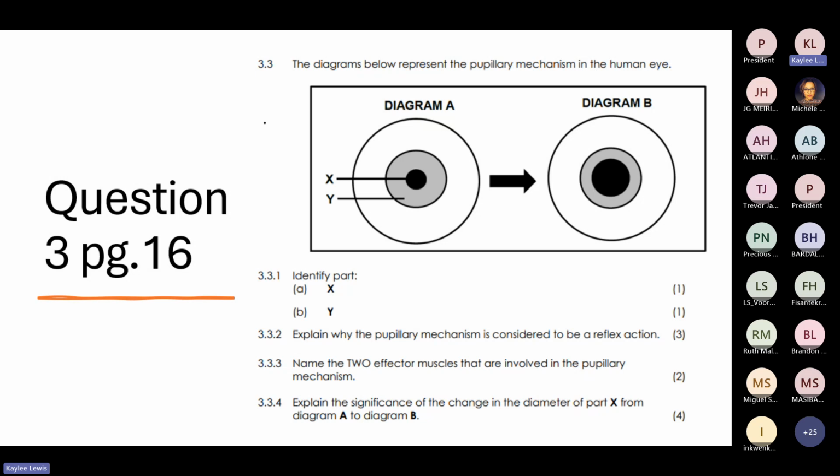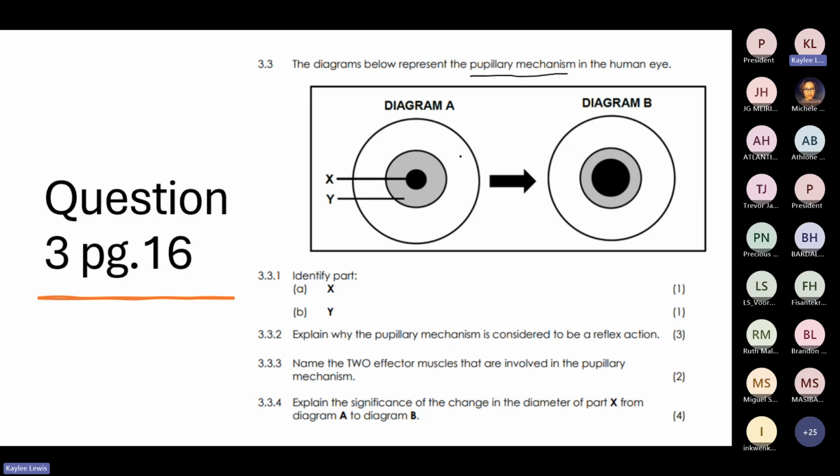Okay, let's go through this one. So 3.3 says the diagrams below represent the pupillary mechanism in the human eye. So pupillary mechanism, they're telling you what you are looking at. So we have diagram A and diagram B. So diagram A, what I notice about the structure X, it's much smaller than the structure X in B. So you can see it's constricted, and this would be dilated.